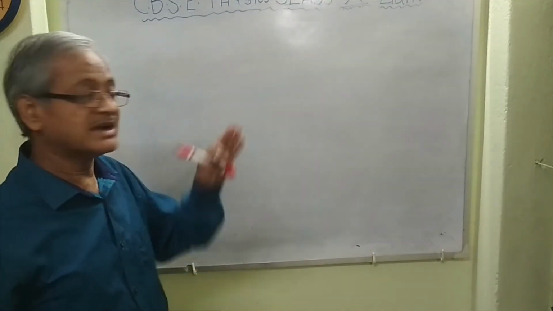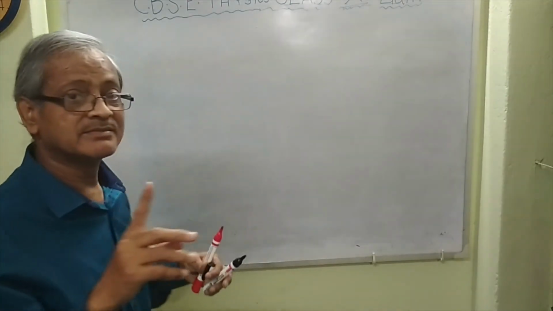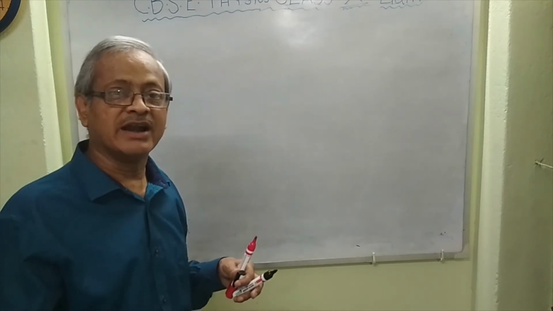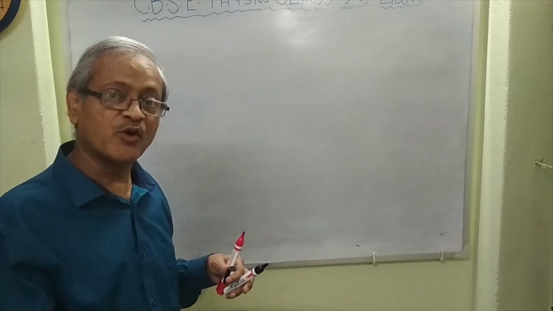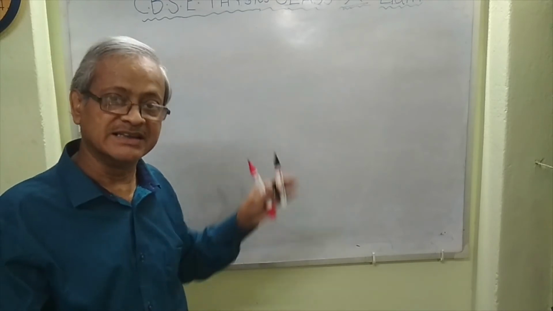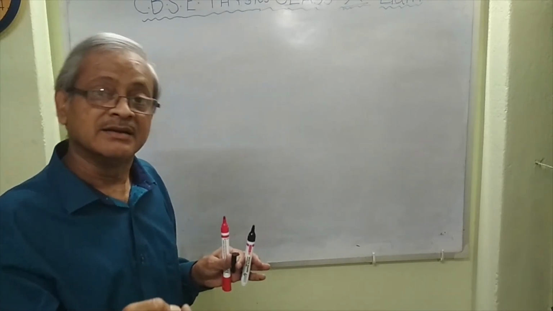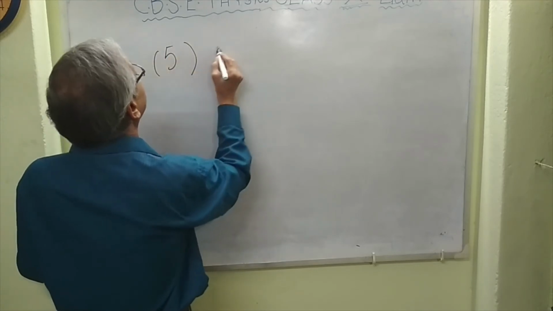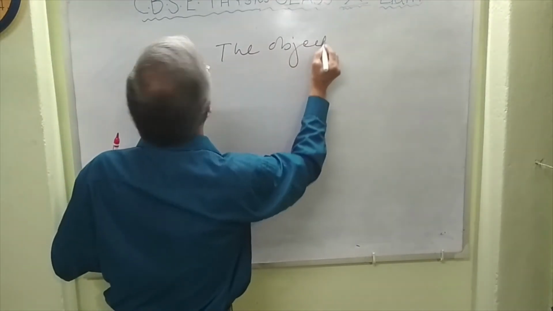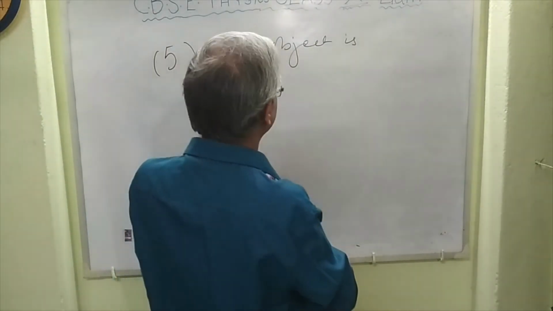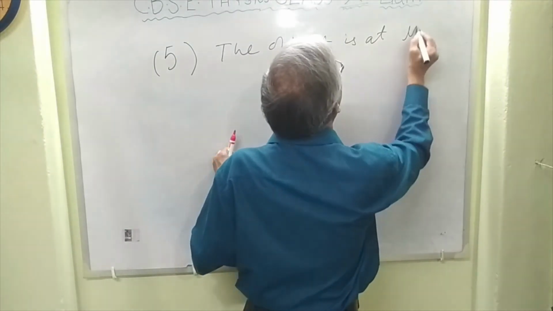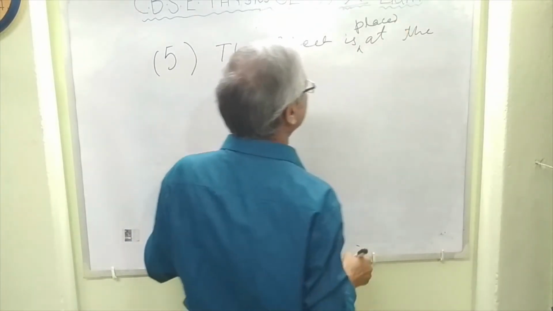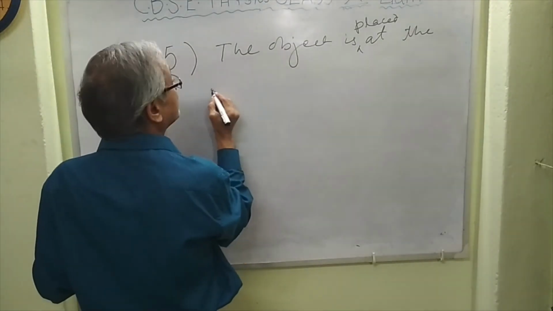Points, you should mention the points. At first point, the object is at infinity. Second point, the object is behind C, the center of curvature. Third point, when it is at C, the center of curvature. And the fourth point, discussed earlier, when the object is between C and F. These are 4 points. Now we have point 5: the object is placed or situated at the principal focus.